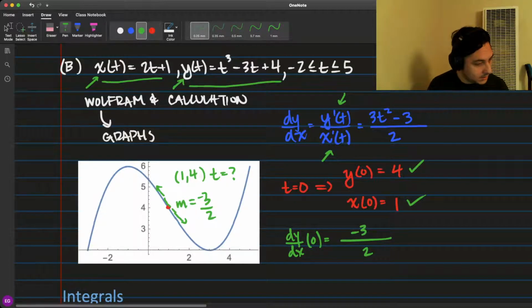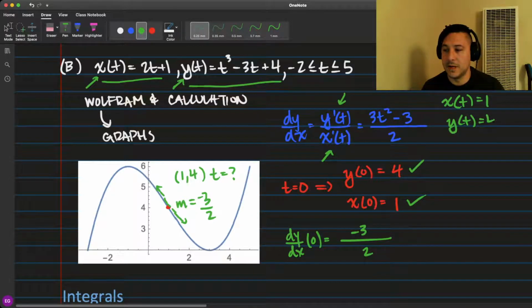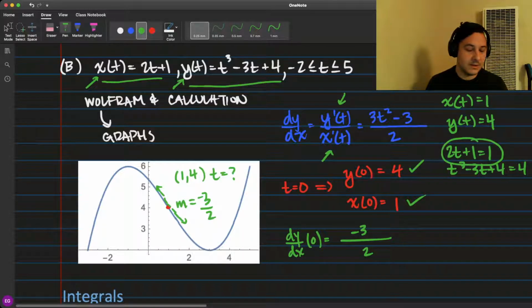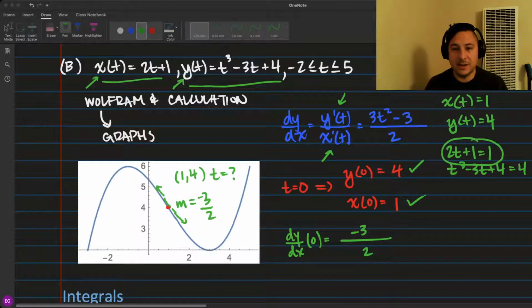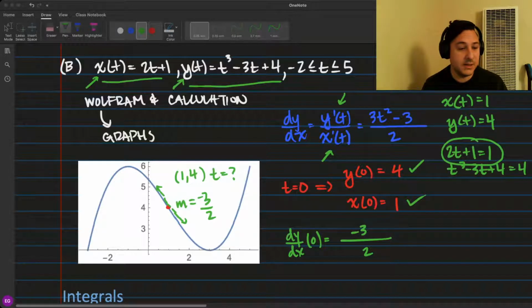It's a good question. Okay, I'll answer it. You would have to say x of t equals 1 and y of t equals 4, and you would just set up those equations and solve for them. So you'd get 2t plus 1 equals 1, and t cubed minus 3t plus 4 equals 4. Does it make sense you could solve this for t? You'd get 0. So it's not too bad. Does that make sense to everyone? If I gave you a point on the graph with x and y values, you could just set the x and y parametric equations equal to the values and then solve for t.